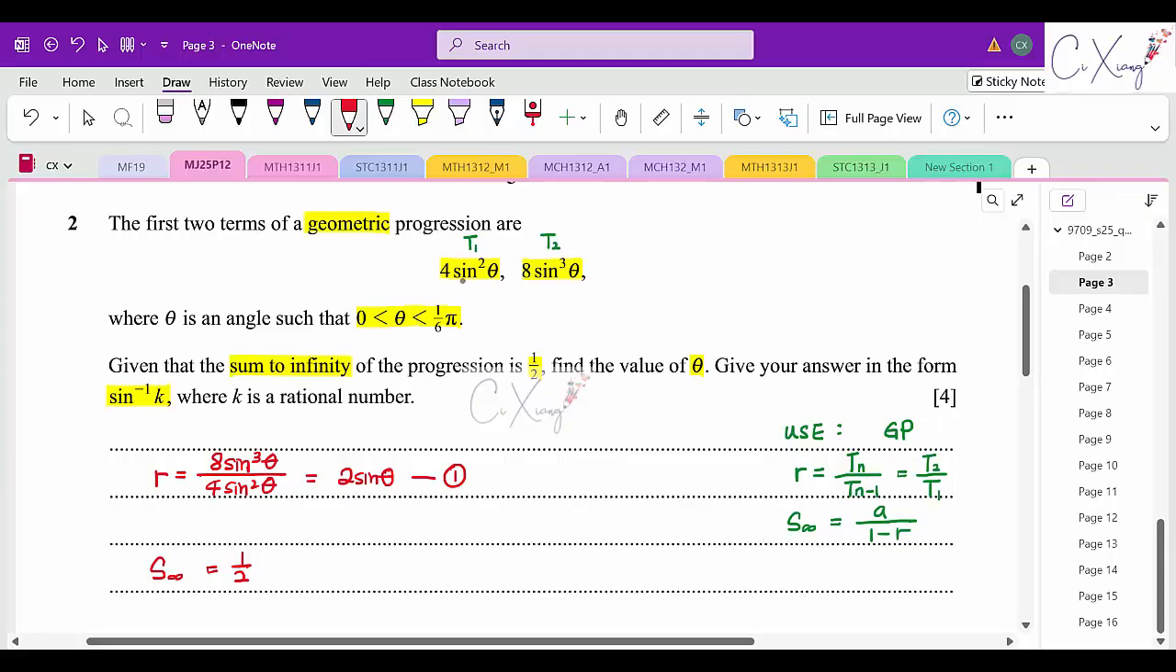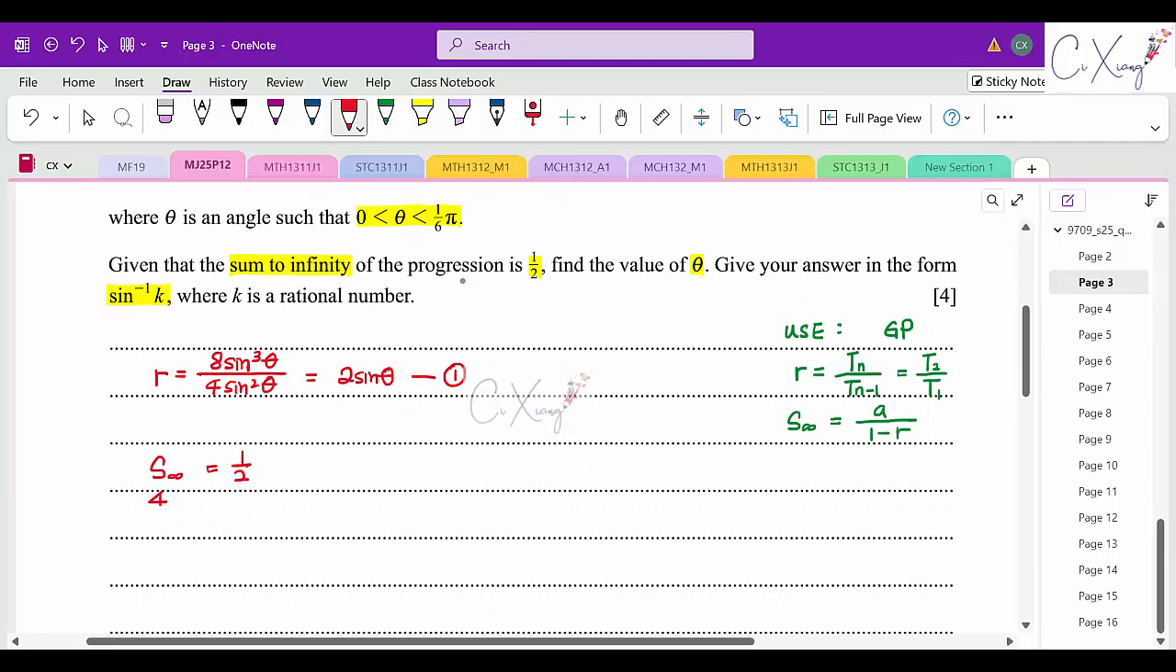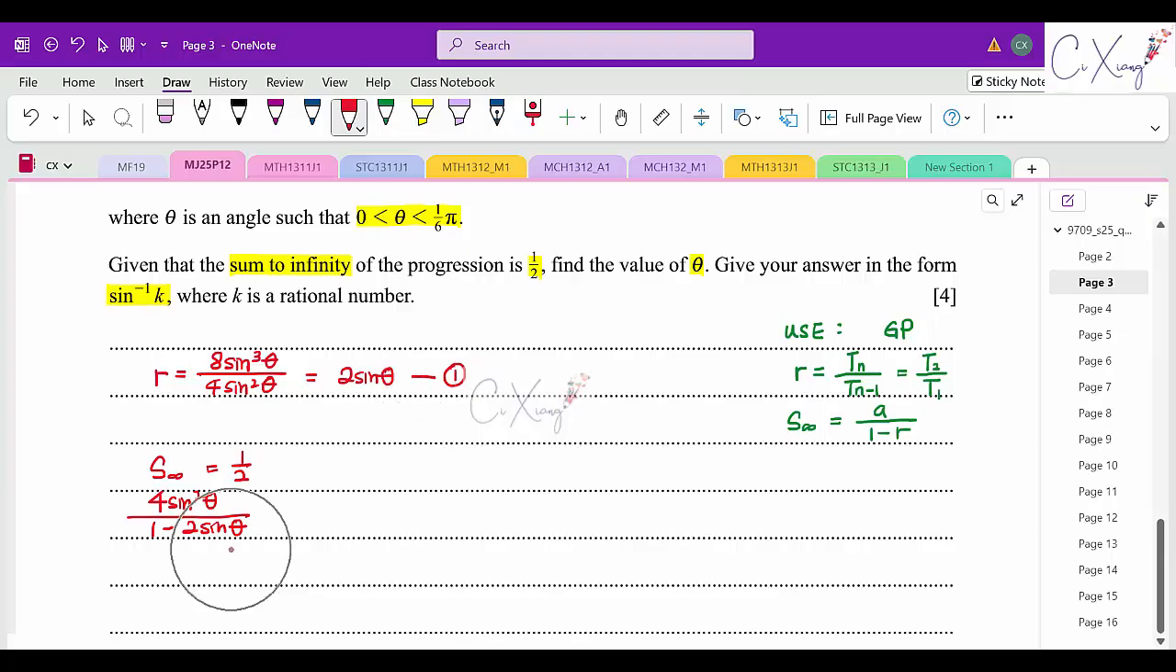What's the A? A is 4 sine square theta, right? So substitute it into the formula. 4 sine square theta divided by 1 minus r. So 1 minus 2 sine theta. So basically you can see that I'm trying to substitute the equation number 1 into my equation here. So 1 minus r equals to half. Okay, then I cross multiply this equation to get rid of the denominator here. And I'm having 8 sine square theta equals to 1 minus 2 sine theta.